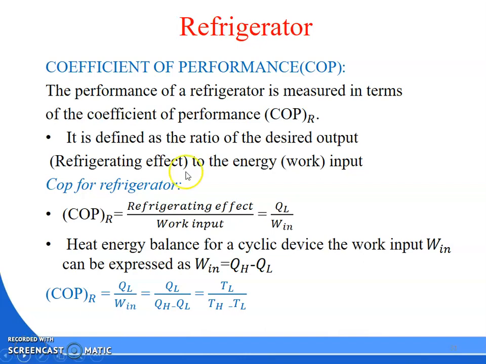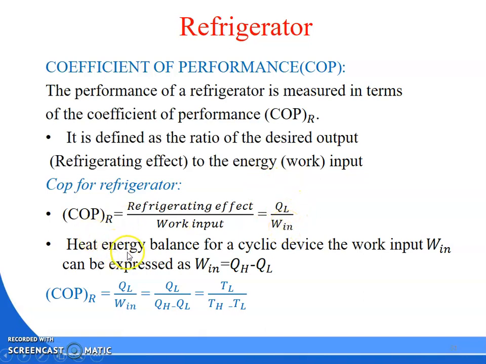So now we will discuss coefficient of performance. What is the coefficient of performance of a refrigerator? That is QL by Win, the refrigerating effect by work input. What is the desired output of a refrigerator? The refrigerator always maintains a low temperature. So QL is the desired output divided by work input.